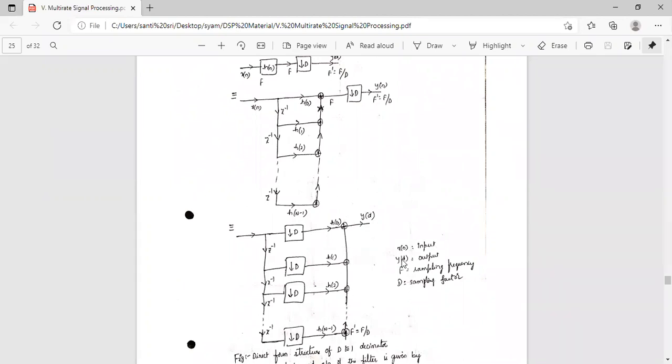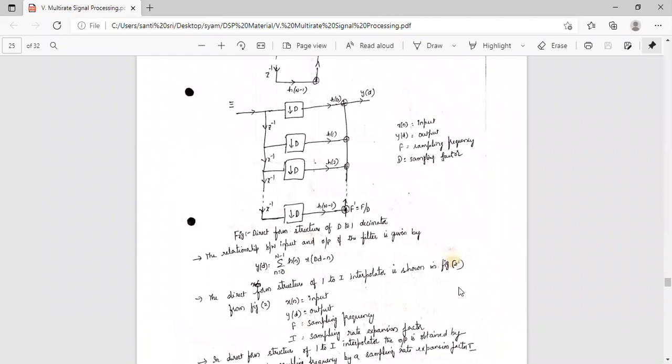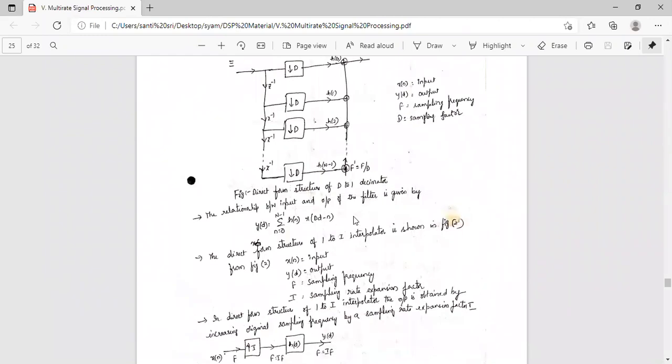So x of n is the input, y of m is the output, f is the sampling frequency, and D is the sampling factor. So the relationship between input and output of the filter is given by y of m equals sigma n equal to 0 to N minus 1 h of n into x of Dm minus n.